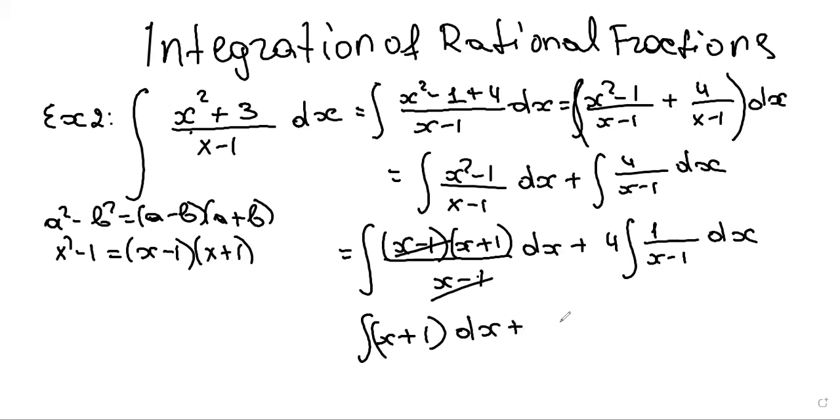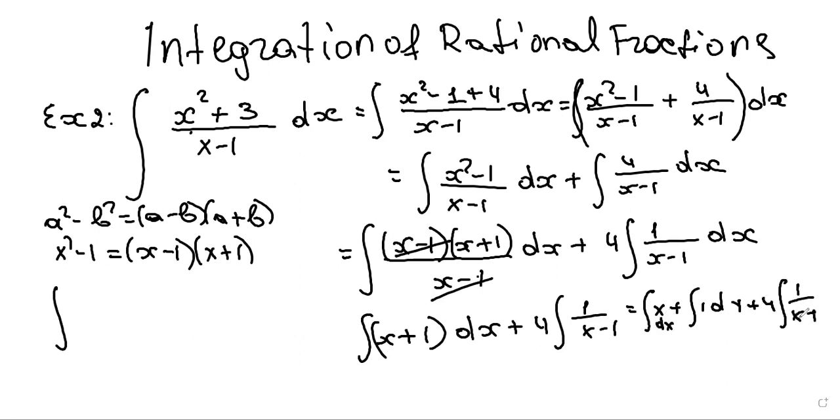dx plus 4 times the integral we already know how to integrate. So that's the integral of x plus 1, which we can write as the integral of x plus the integral of 1, with dx every time, plus 4 times the integral of 1 divided by (x minus 1). For the integral of x, we apply the power rule, x to the n plus 1 divided by n plus 1. Here n is equal to 1, so we will have x squared divided by 2.